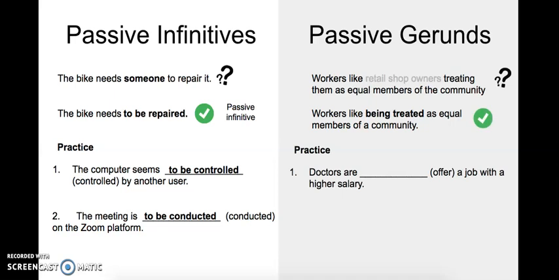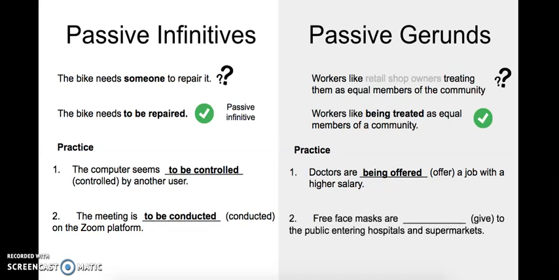So you've got, in parentheses, the verb offer. So doctors are, the verb offer, a job with a higher salary. So what do you think we could add as a passive gerund in this sentence? That's right. Doctors are being offered. So being is the gerund and offered is the past tense of the verb.